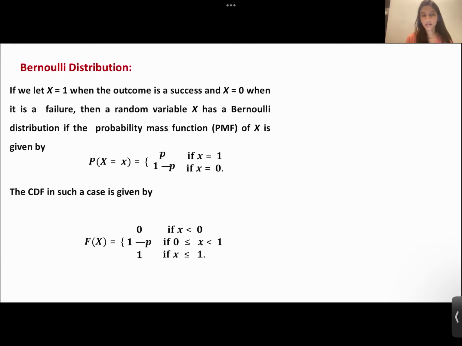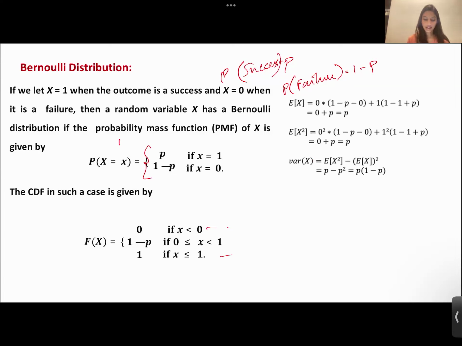And we all know that the probability of a success is P, and the probability of failure is 1 minus P. So the PMF is defined in this way, where P if X is equal to 1 and 1 minus P if X is 0. And the CDF for this case would be defined as 0 if there's a failure, and 1 if there's a success. So CDF is like a cumulative function. You just add up things. So anything that's in between 0 and 1 would be 1 minus P.